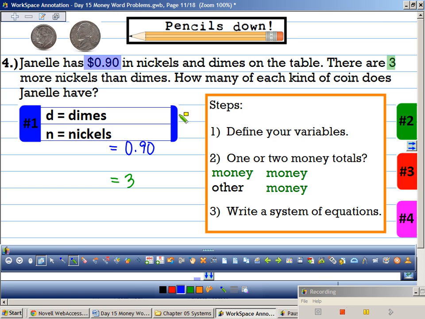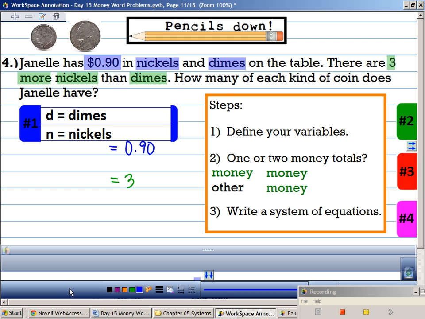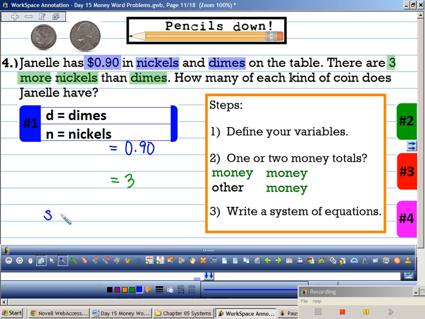Okay, so I'm going to go back and look at the problem now. Janelle has 90 cents in nickels and dimes. Nickels and dimes. There are more nickels than dimes. So it's just like with me and my sister. Who's older, me or my sister? I am. I am older than my sister. So it would be S minus A equals 2, because Shauna is older than Abby by 2 years.